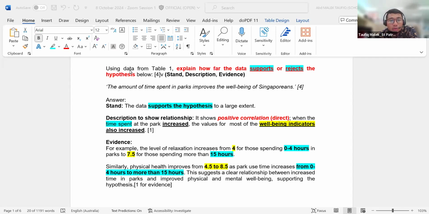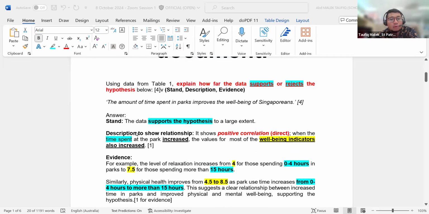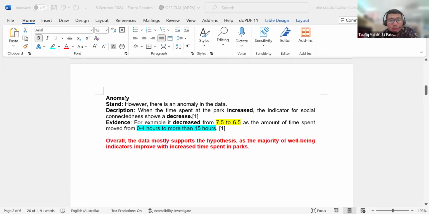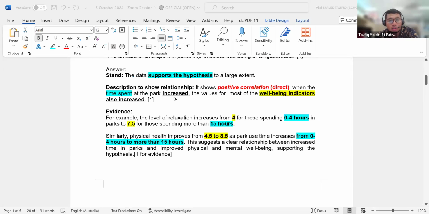Okay, so just to summarize what I mentioned just now: explain how far data supports or rejects. Whenever you see this type of question, you have to provide a supporting evidence and a rejecting evidence. So stand, followed by description of how to show, and followed by the evidence. Then of course the anomaly, with similar success criteria, then the description and the evidence. So remember the anomaly goes against the main description relationship.